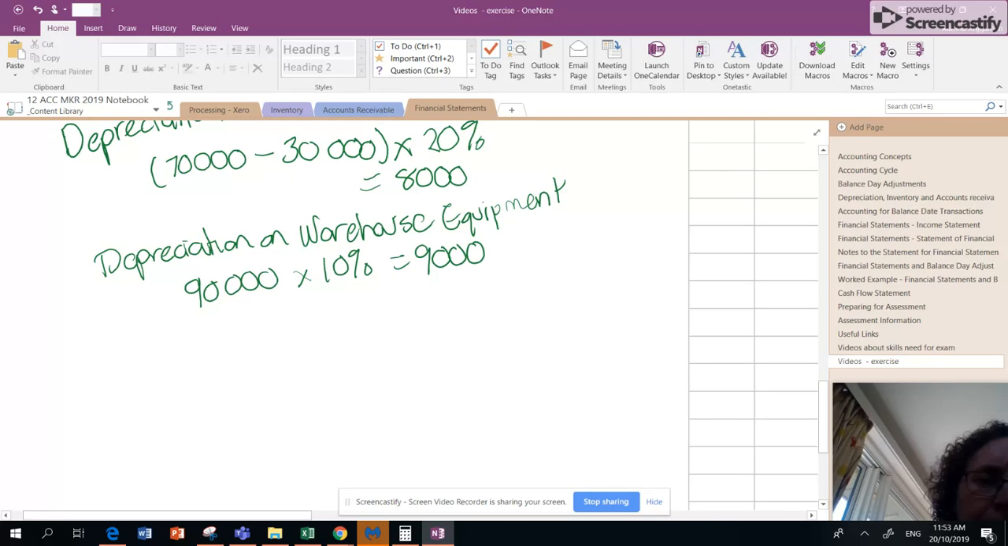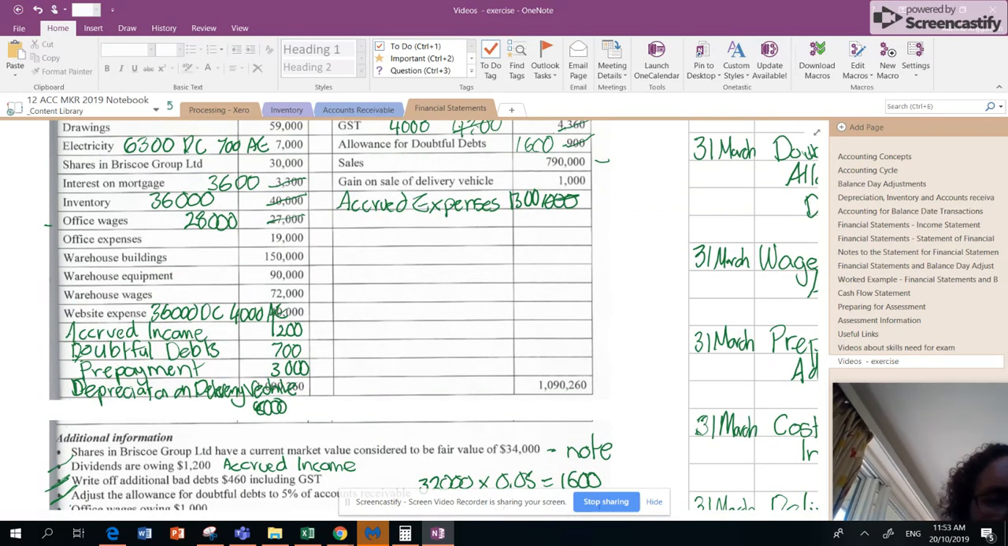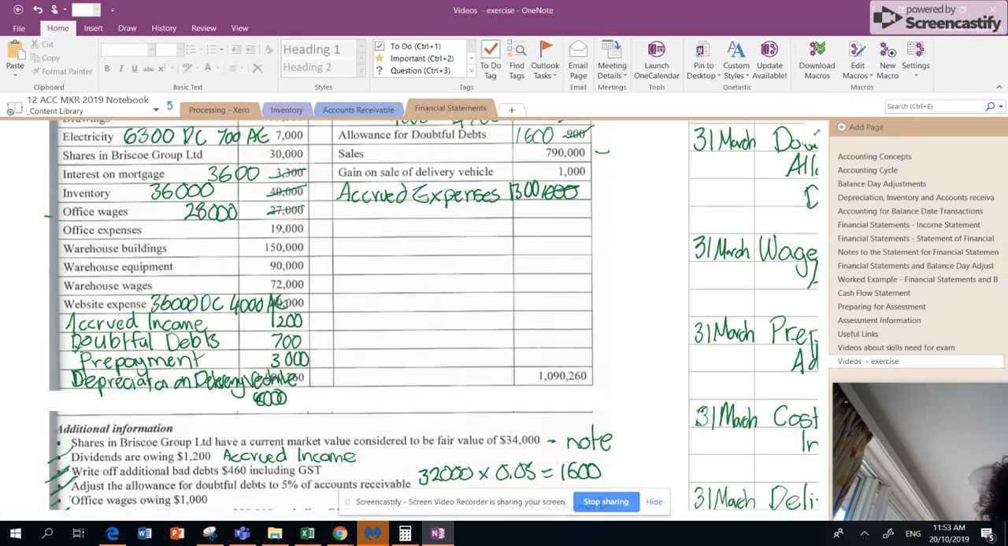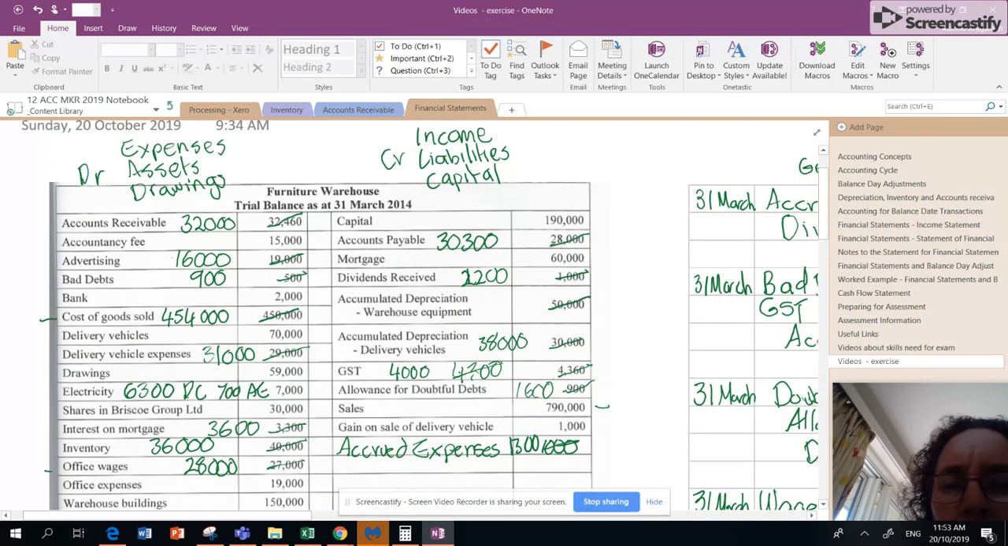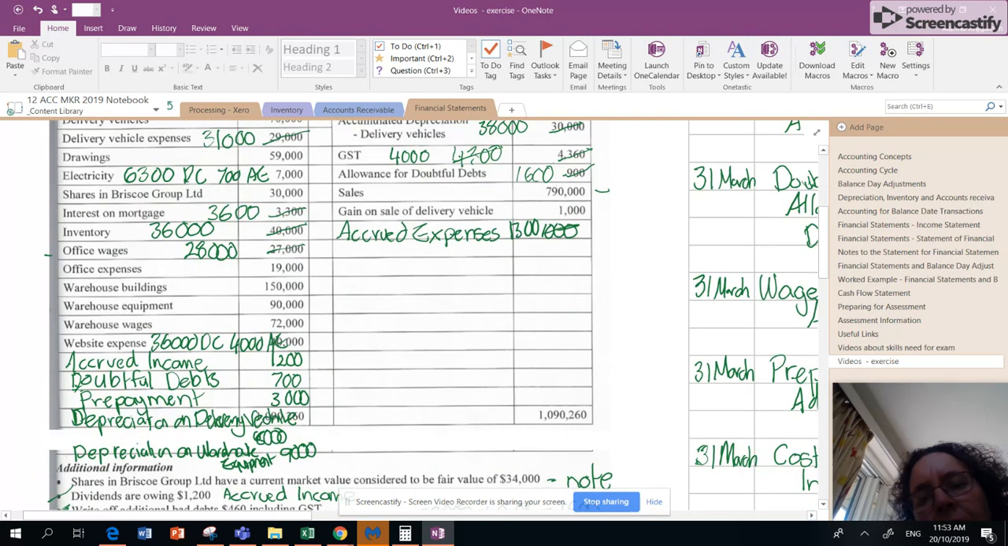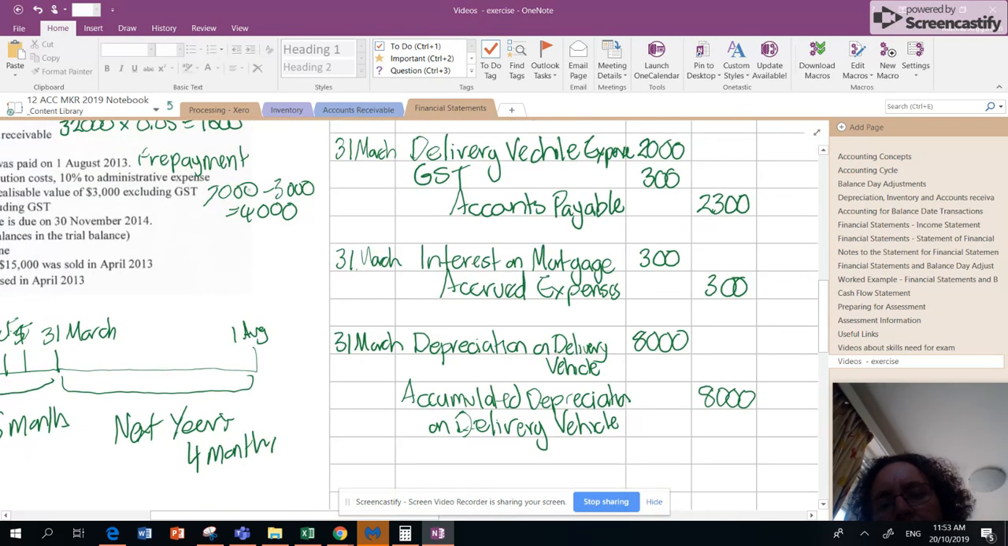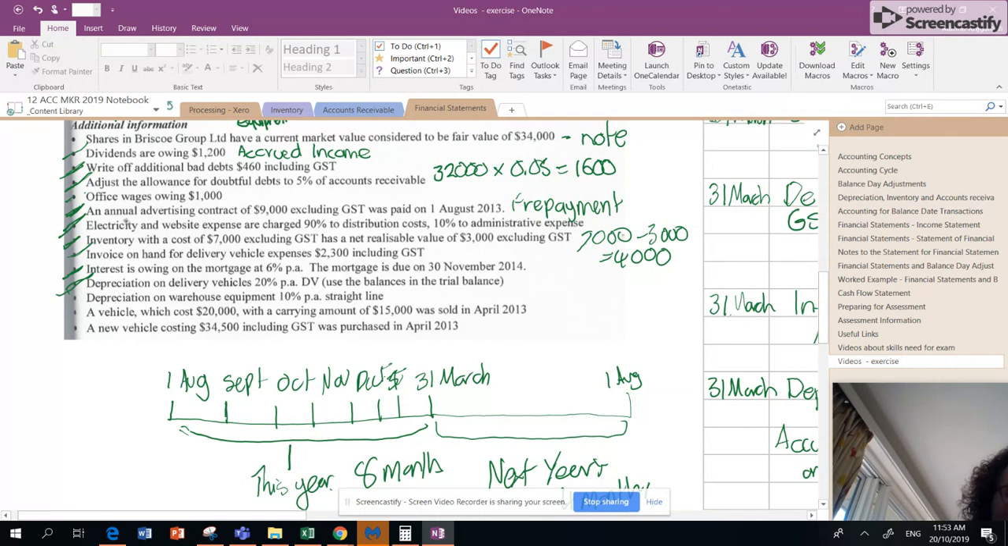Okay, and we're going to do the same down here. We're going to have depreciation on warehouse equipment, 9,000, and accumulated depreciation is going to increase this by 50 up to 59,000. And our journal entry would be exactly the same as the one we've done here, except it would be debit depreciation on warehouse equipment, credit accumulated depreciation on warehouse equipment. The last two items are things that are going to go in our PPE.